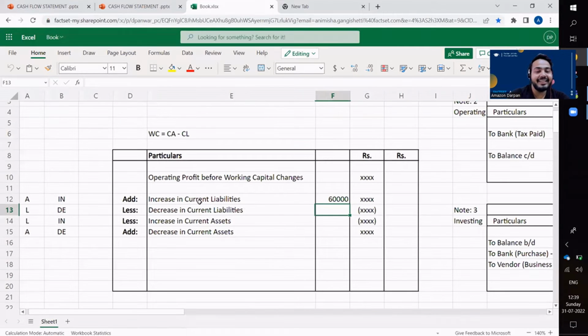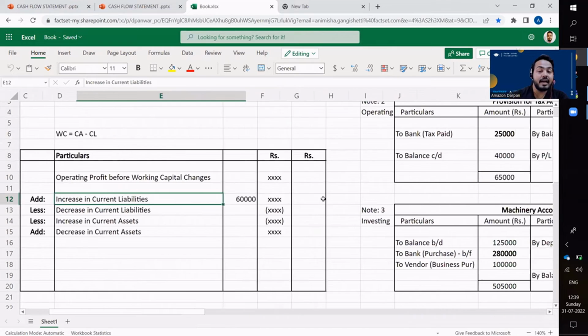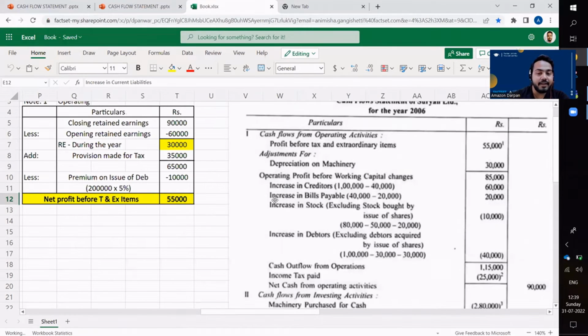So again, we saw that there is an increase in current liabilities. When we saw bills payable, it was 20,000 and it has increased to 40,000. If it has increased, then what can we do? We have to add it again. In the same way, in the question, the increase in bills payable, which is a net increase of 20,000, has been added.